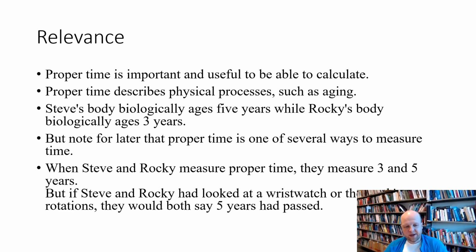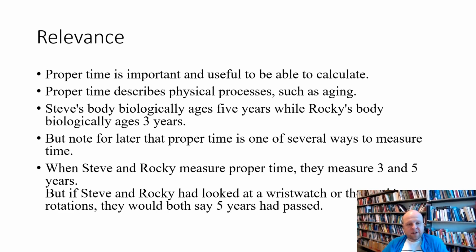Using light to measure speed, or if they had been looking at Earth rotating, they would have seen both that the Earth was rotating 5 times, and it had been Christmas 5 times, and 5 years had passed, if by year we mean one round around, or one rotation of the Earth. So for Rocky, it would look as if the Earth was spinning faster.